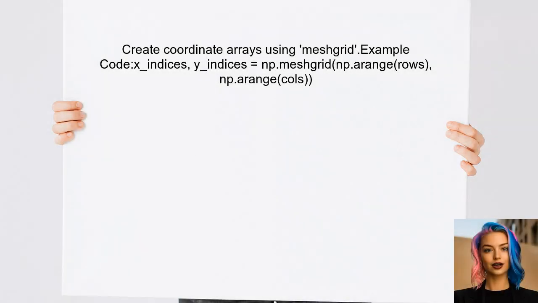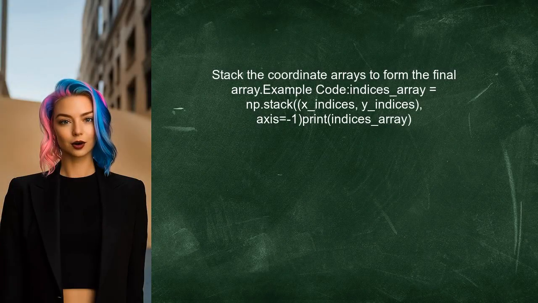Now, the user can create the coordinate arrays using meshgrid. They should pass the range of indices for both dimensions to this function. Finally, the user can stack these coordinate arrays together to form the desired two-dimensional array of indices. This can be done using the stack function.